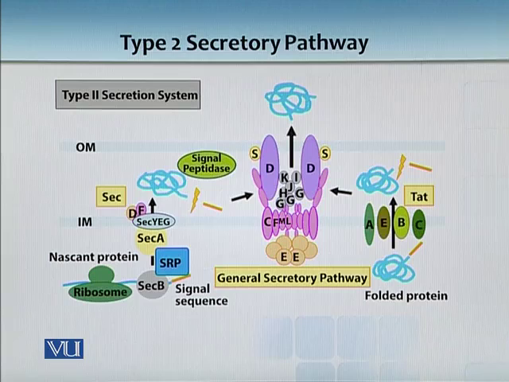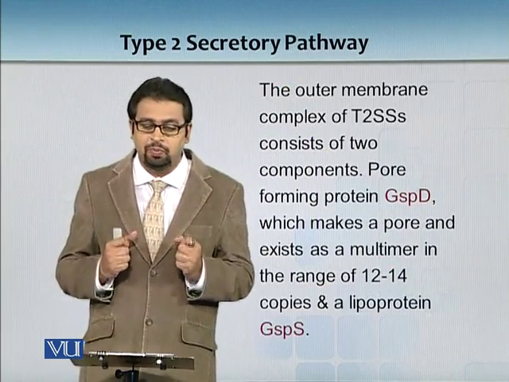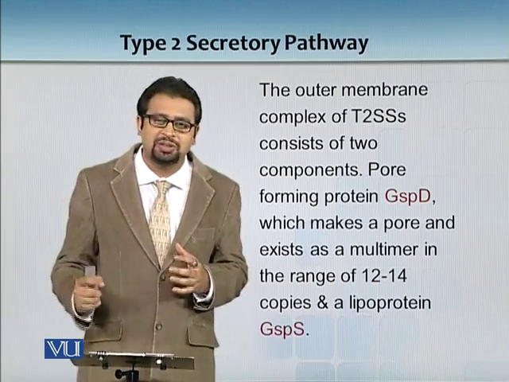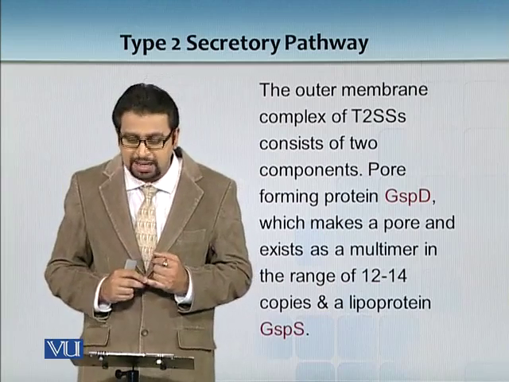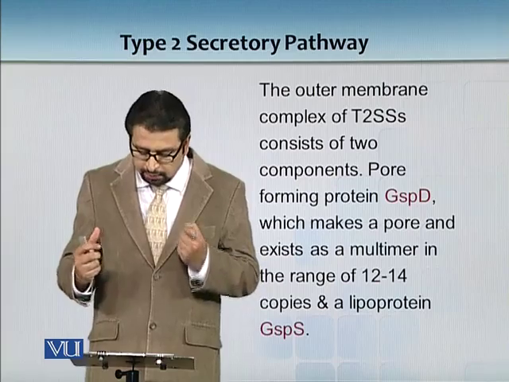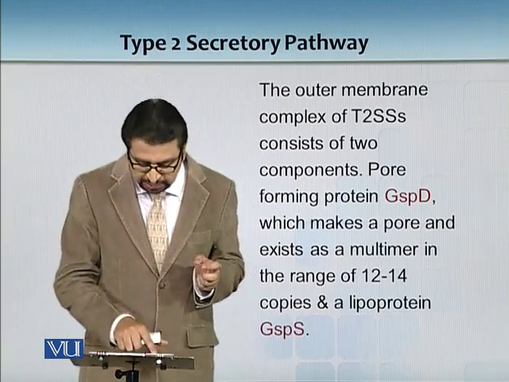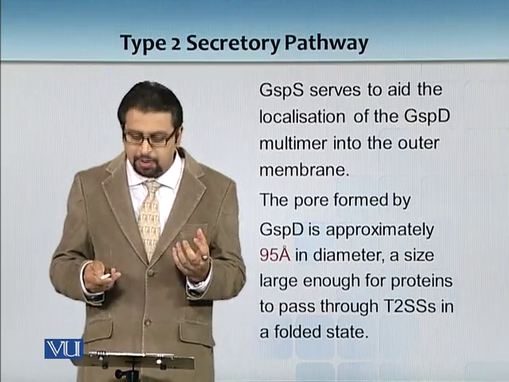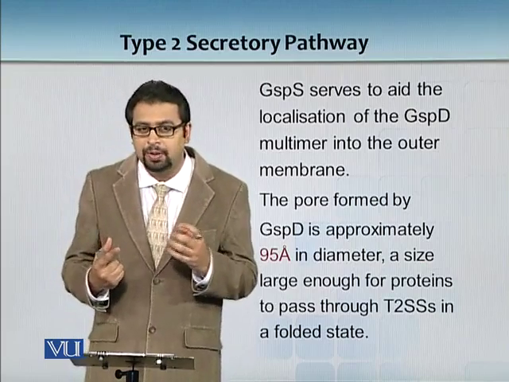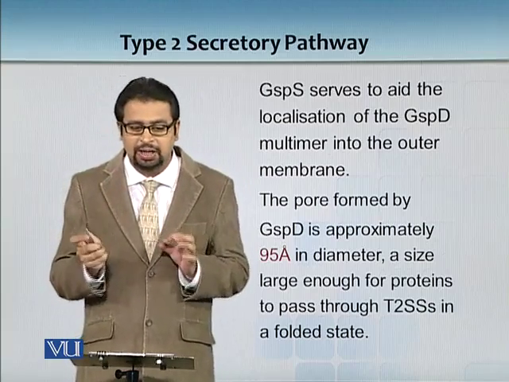You can see the type 2 secretory pathway in more detail, and these are the various protein multimeric units which come together to ultimately assemble this pathway. What these multimeric units are, people who are teaching you molecular biology would go into more detail on these systems. But when it comes to biotechnology, there is something we want to know. If you are designing a protein which has to pass through this complex, you need to know how many copies it has. The pore forming protein is a multimeric protein, and there are around 12 to 14 copies. It is coupled with a lipoprotein, which aids the localization of the GSPD multimer into the outer membrane. So the lipoprotein basically holds it in a specific place.